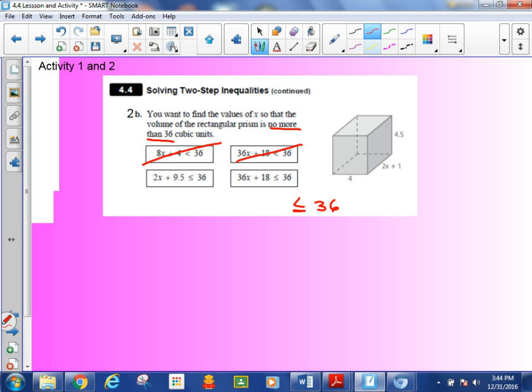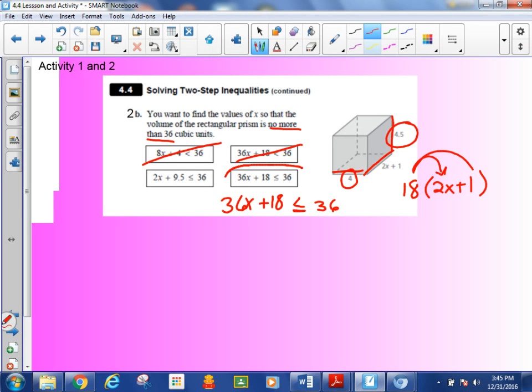Okay, so let's go through and get our equation. So we would normally multiply all these together. So I'm going to go ahead and multiply these two together first. So 4 times 4.5 is going to give me 18. So I still have 18 times 2x plus 1. Okay, because remember, you multiply all three together. So let's do our distribution. I get 18 times 2 is 36 with an x, and then 18 times 1 is plus 18. Okay, so here's our equation.